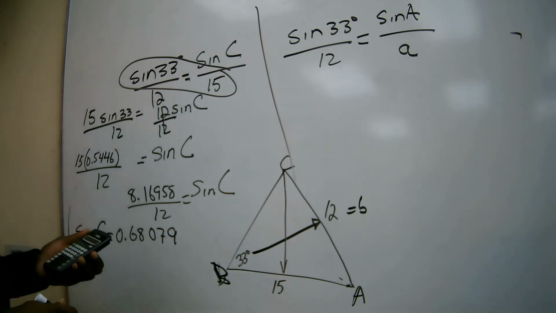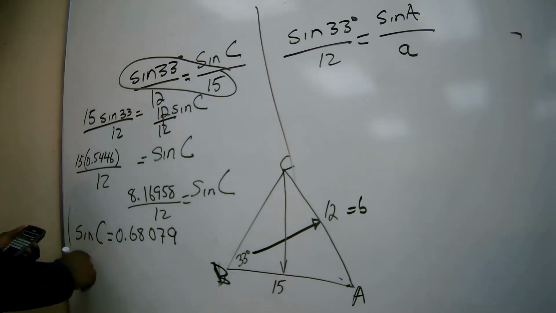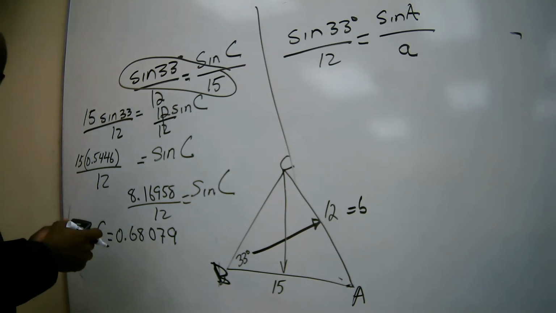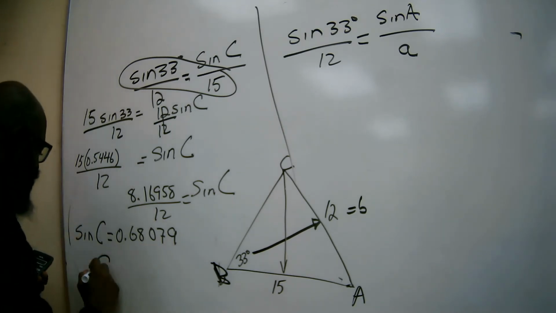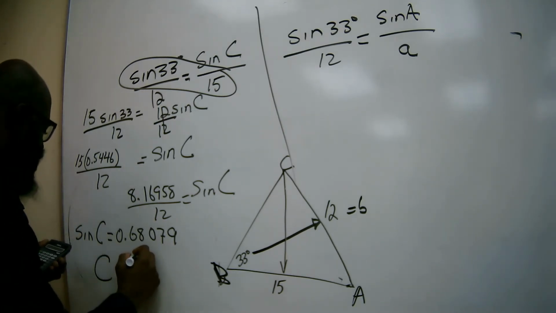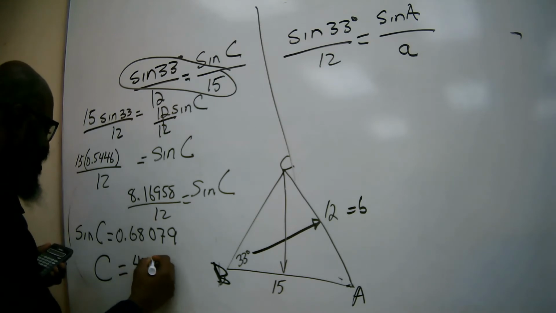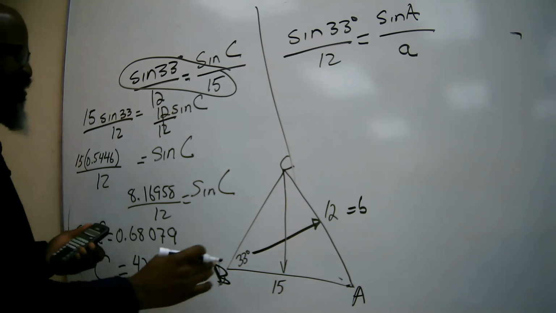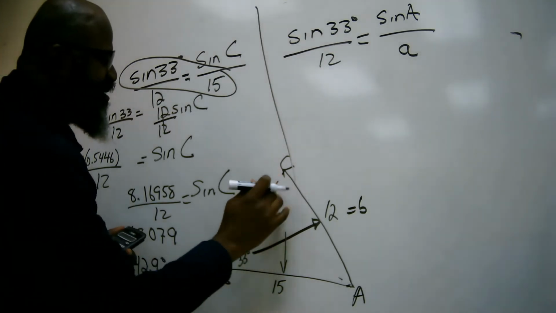Then sine C equals 0.680798. Then, since I'm looking for the angle, I'm going to do inverse sine. Then you're going to press second or shift sine. It will tell you what the angle is. In this case, angle C is 42.9 degrees. So this is 42.9 degrees.